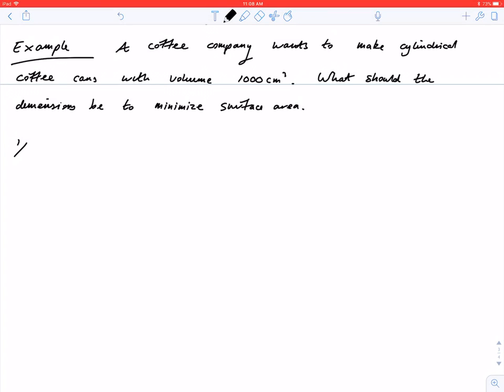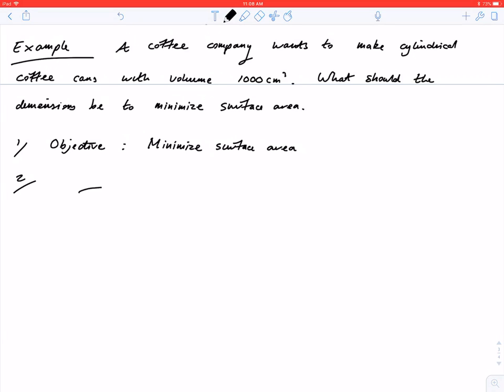First of all, before we do anything, what is the objective? The objective is to minimize surface area. So the objective is to minimize surface area. Write that down. So your objective formula is going to involve the surface area.